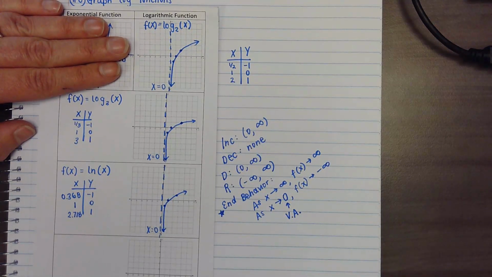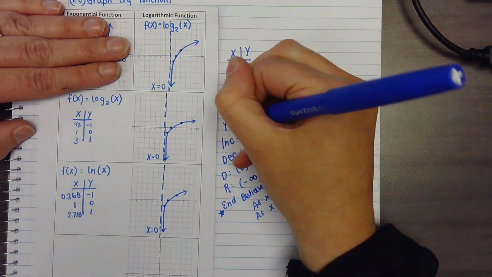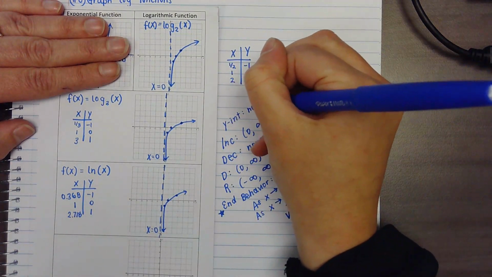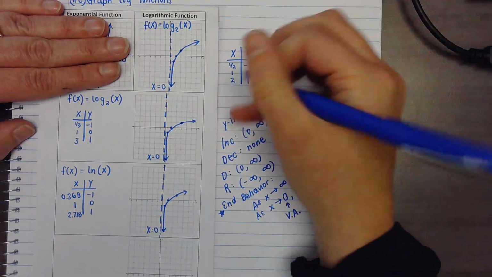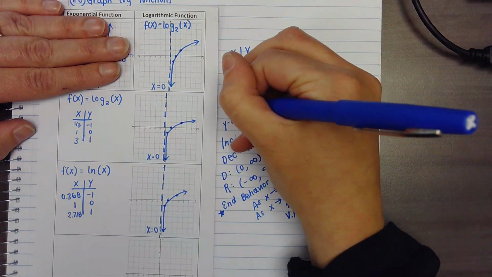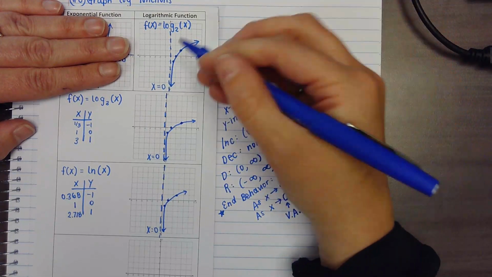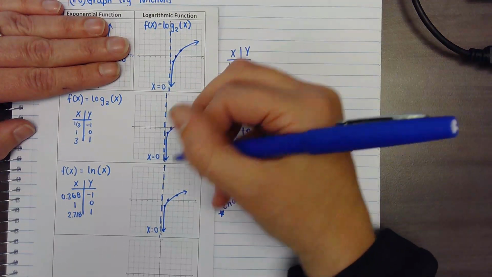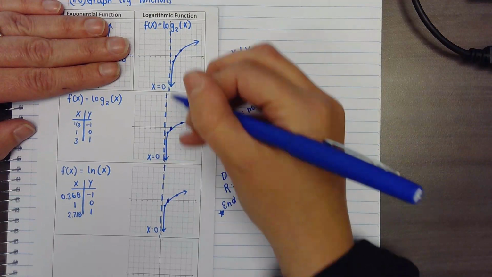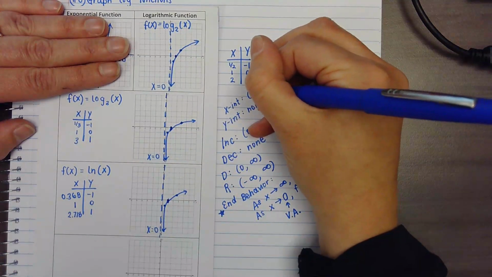I could ask you for x and y intercepts. Y-intercepts? None. X-intercepts? They're all the same when we haven't shifted. You can see where it crosses the x-axis at 1, 0.